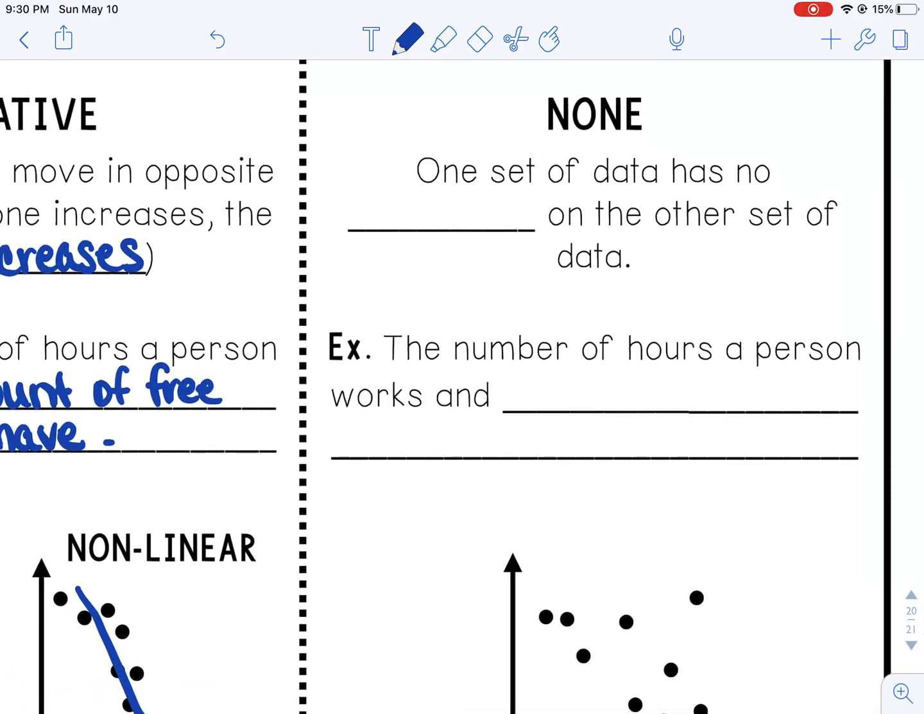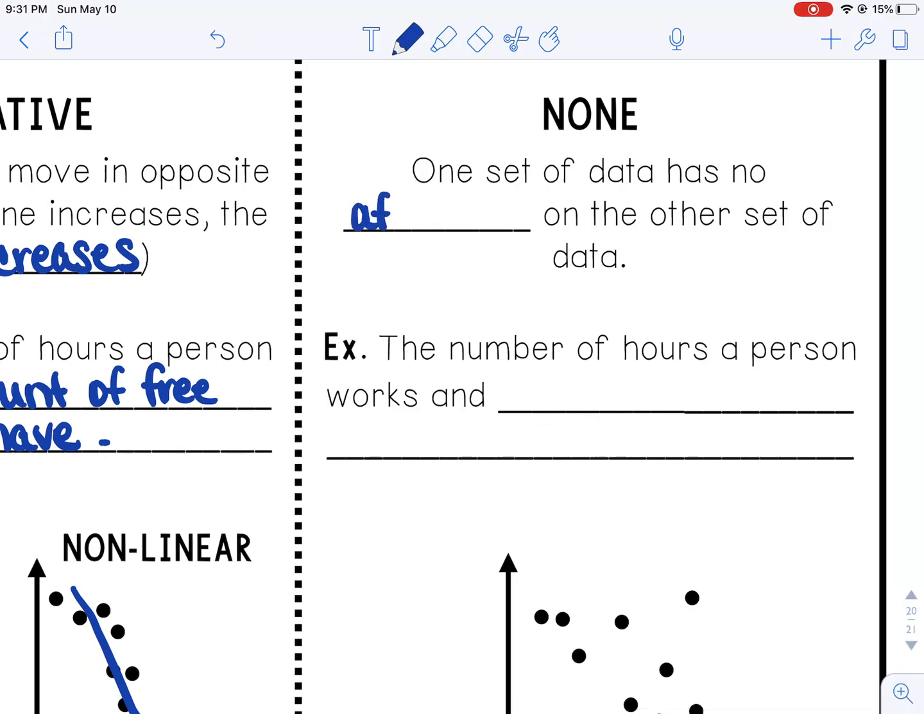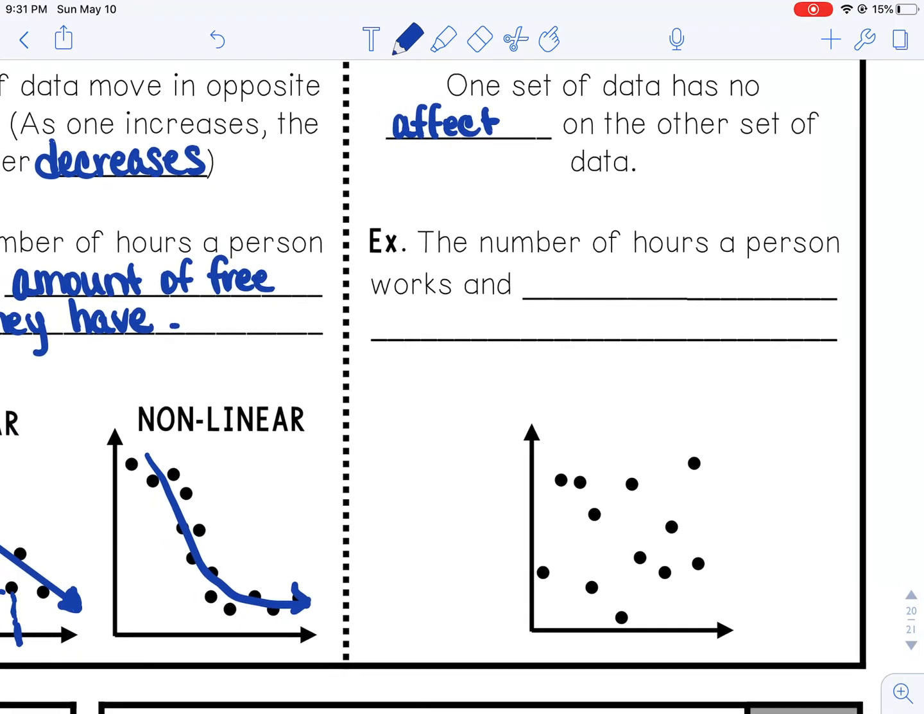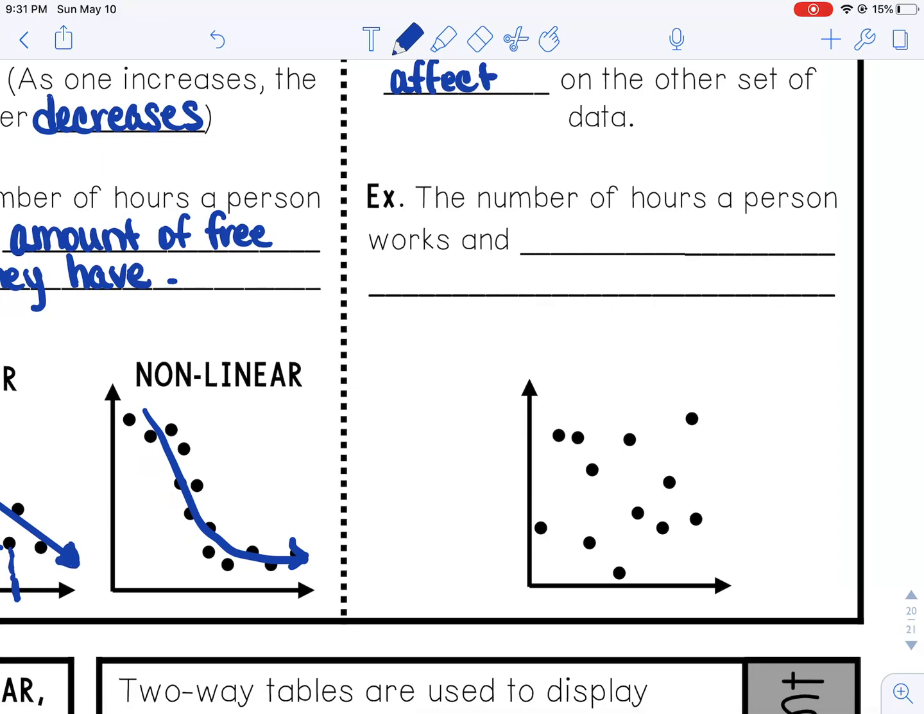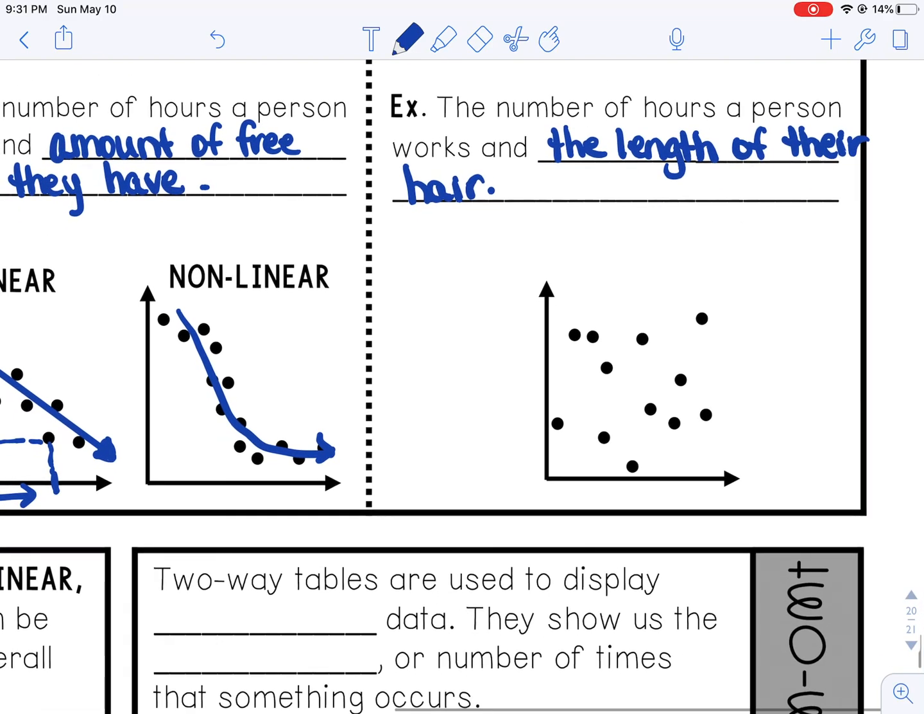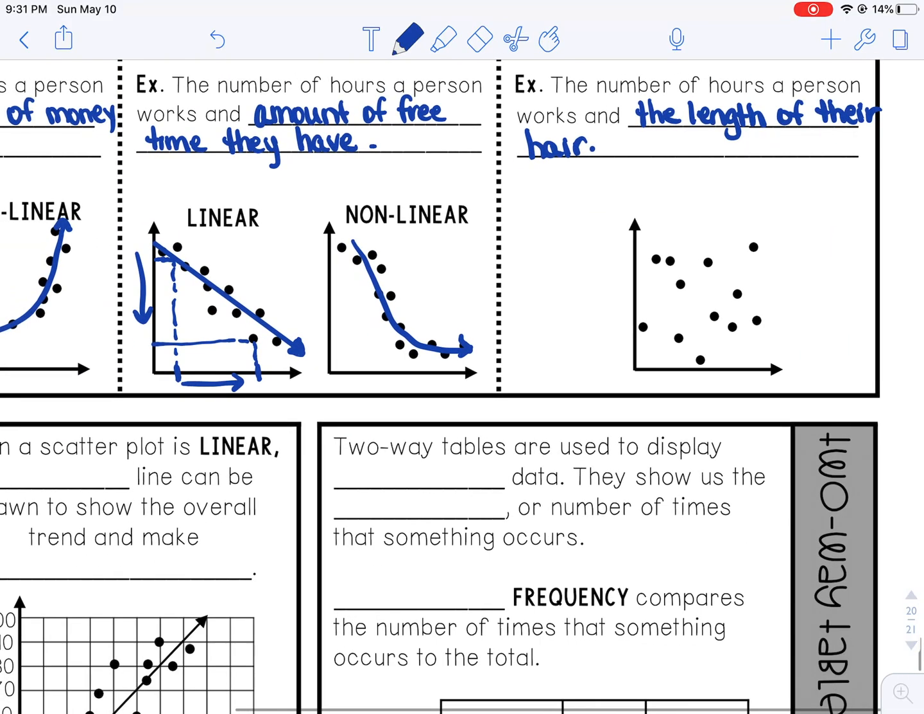No association would be one set of data has no effect whatsoever on the other set of data. So using the number of hours a person works, let's think about the effect that would have on, I don't know, the length of their hair. That doesn't even make sense. So we would not expect an association between that. It's not that the more hours you work, the longer your hair is. Doesn't make sense.